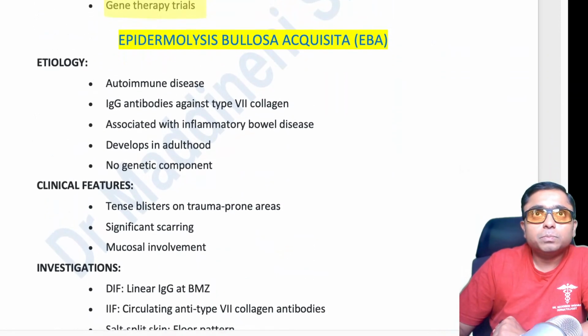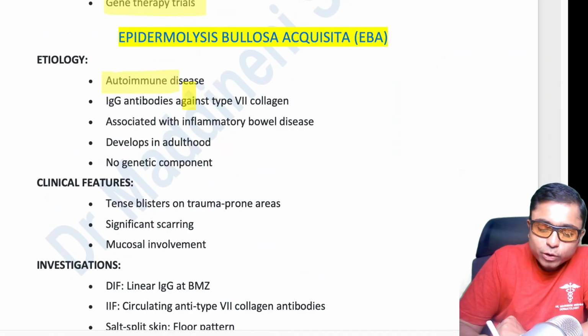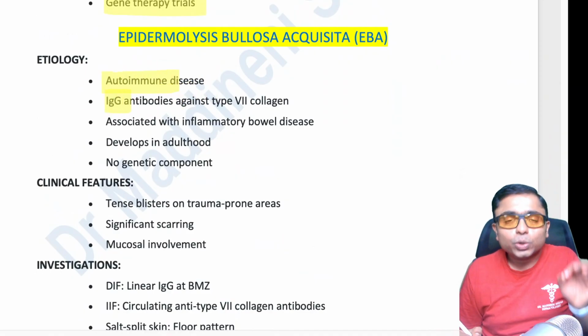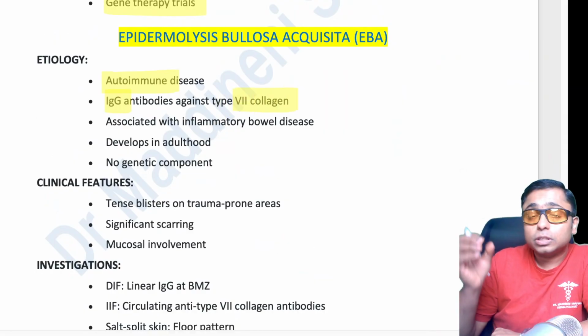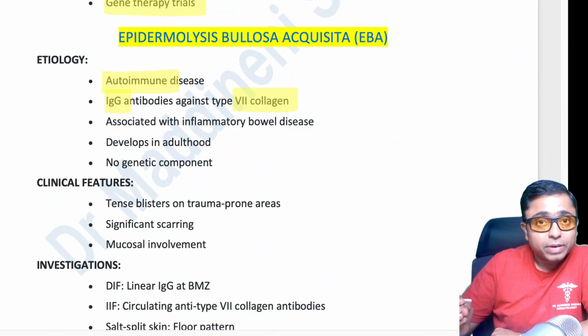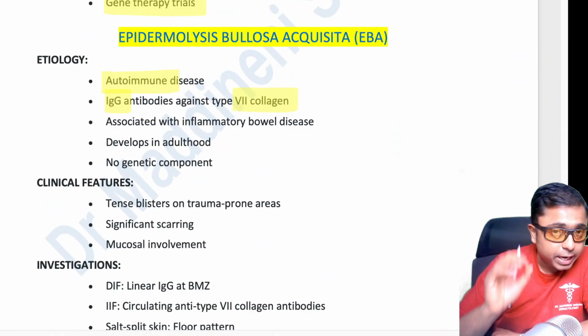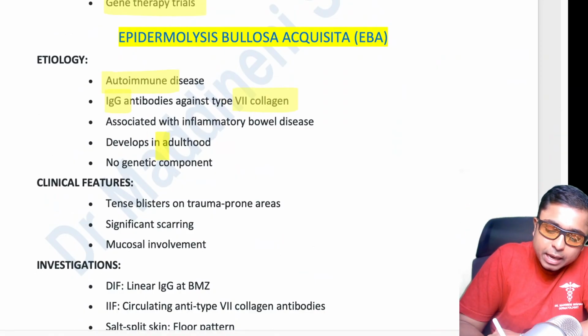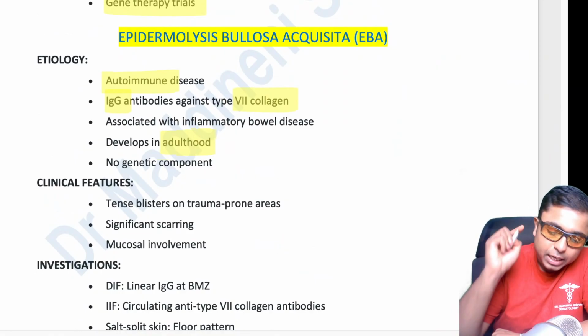Next is epidermolysis bullosa acquisita. Remember acquisita, this is an acquired condition, so it is an autoimmune disease. We are going to see IgG autoantibodies against type 7 collagen. So remember epidermolysis bullosa dystrophica, collagen 7, there was a genetic mutation. Here they are going to be autoantibodies. Very important point to remember. And it develops in adulthood. Acquisita, A for acquisita, A for adulthood.